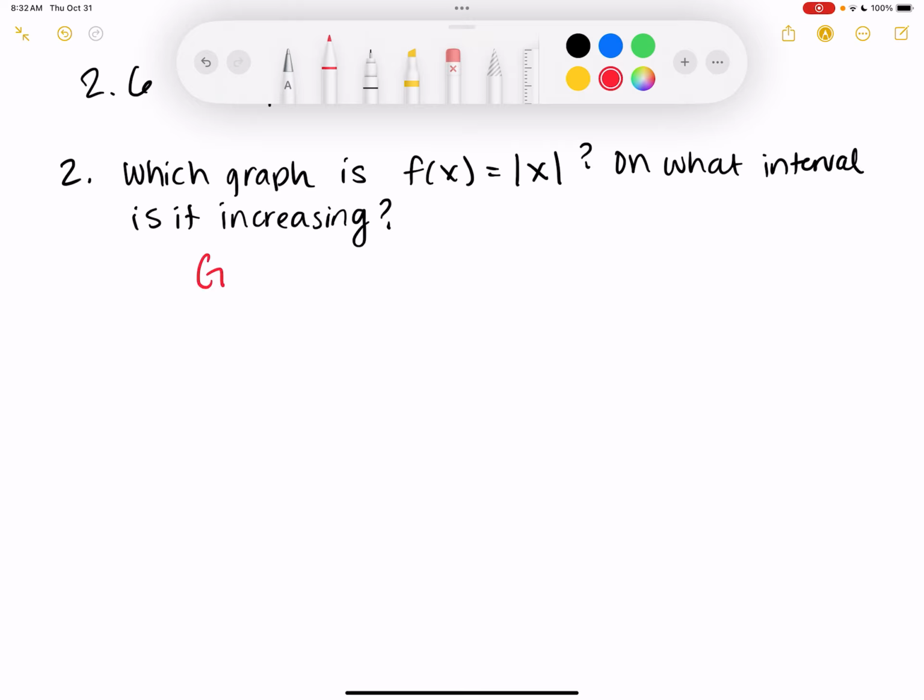And on what interval is it increasing? So basically, where is it getting bigger? Or where does it have a positive slope? It should be an interval. So what part of the graph has a positive slope? So from 0 to infinity.